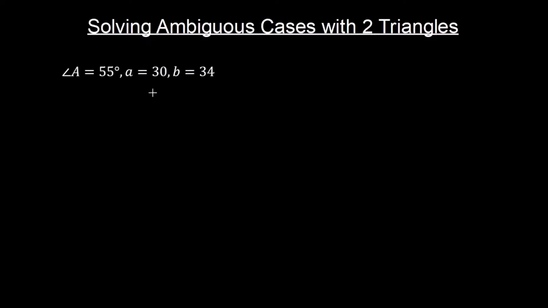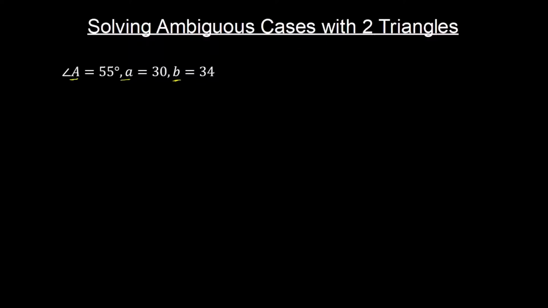So remember, this only applies to SSA triangles. So if you have a side angle pair and then a loner side, that's when you know that you're going to be using ambiguous case ideas. In the previous video, we already discovered that this is a 2-triangle case.